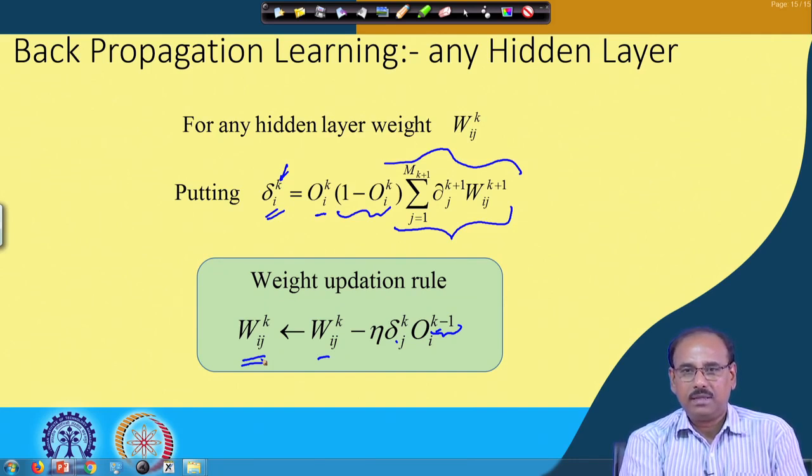You find that here the error function that we have considered is the sum of squared error, which is also known as quadratic error. In our next class, we will see what problem we face with the quadratic error and what sort of remedy we can have.